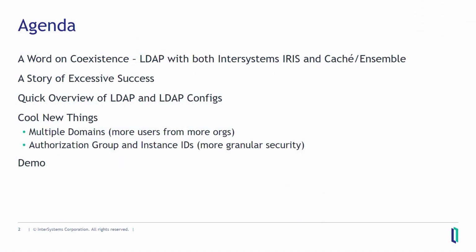So what are we doing today? Well, first we're going to have a word about coexistence, about having Caché/Ensemble and IRIS together in an environment and how great LDAP is for that. Then I'll be telling you a story about how LDAP can make your life much better, especially if you're so successful that you have 1 million instances. We'll have a quick overview of what you can do presently with LDAP and Caché and InterSystems IRIS. And then we will talk about those exciting things up and coming in the near future. We'll have a demo, a real live look at those features, and then a quick wrap up.